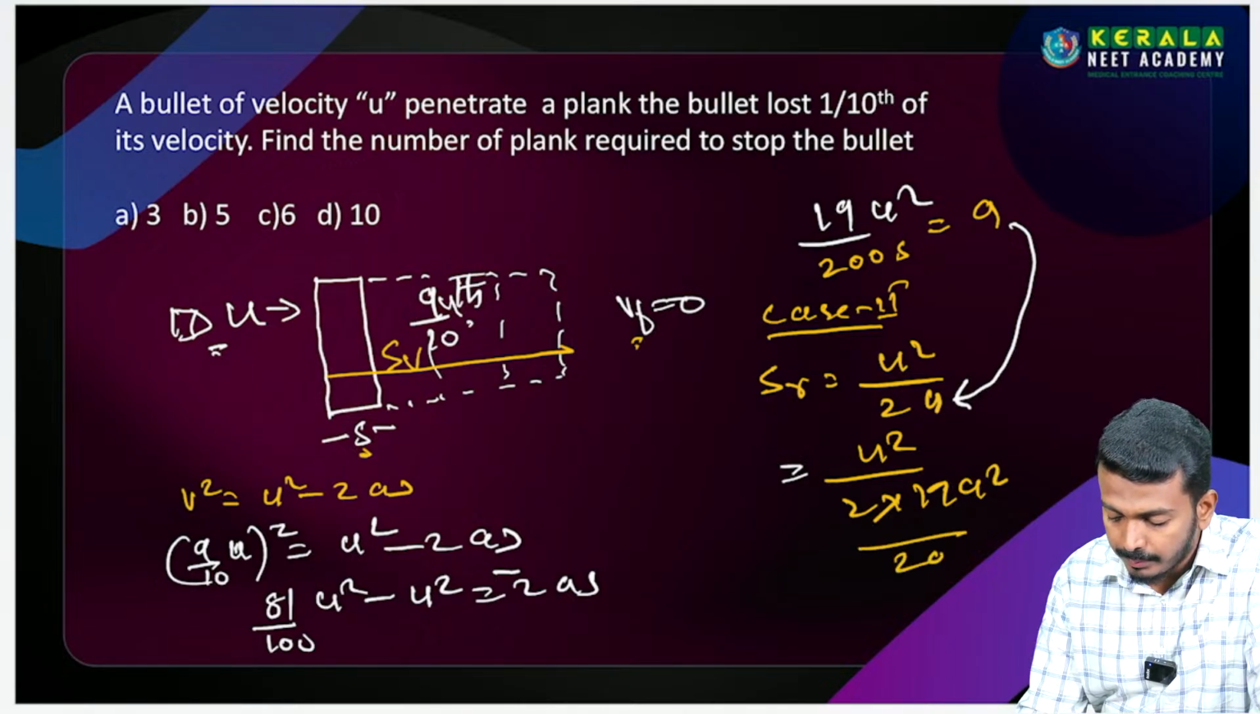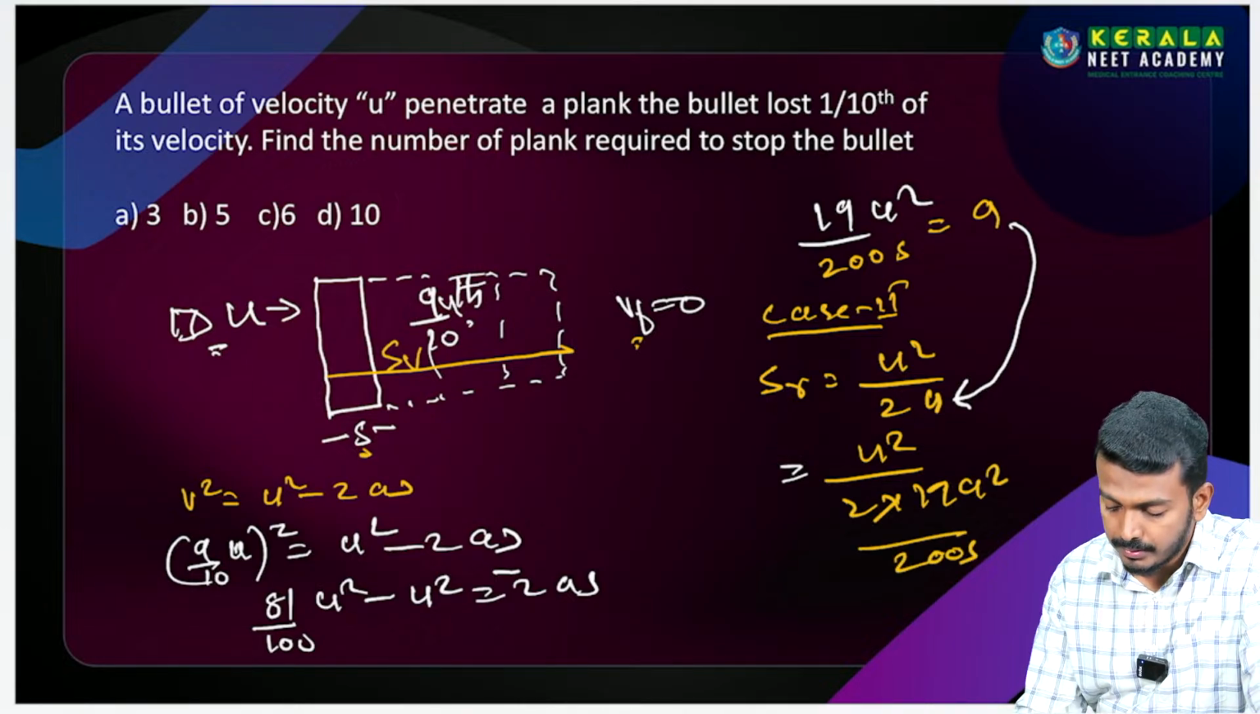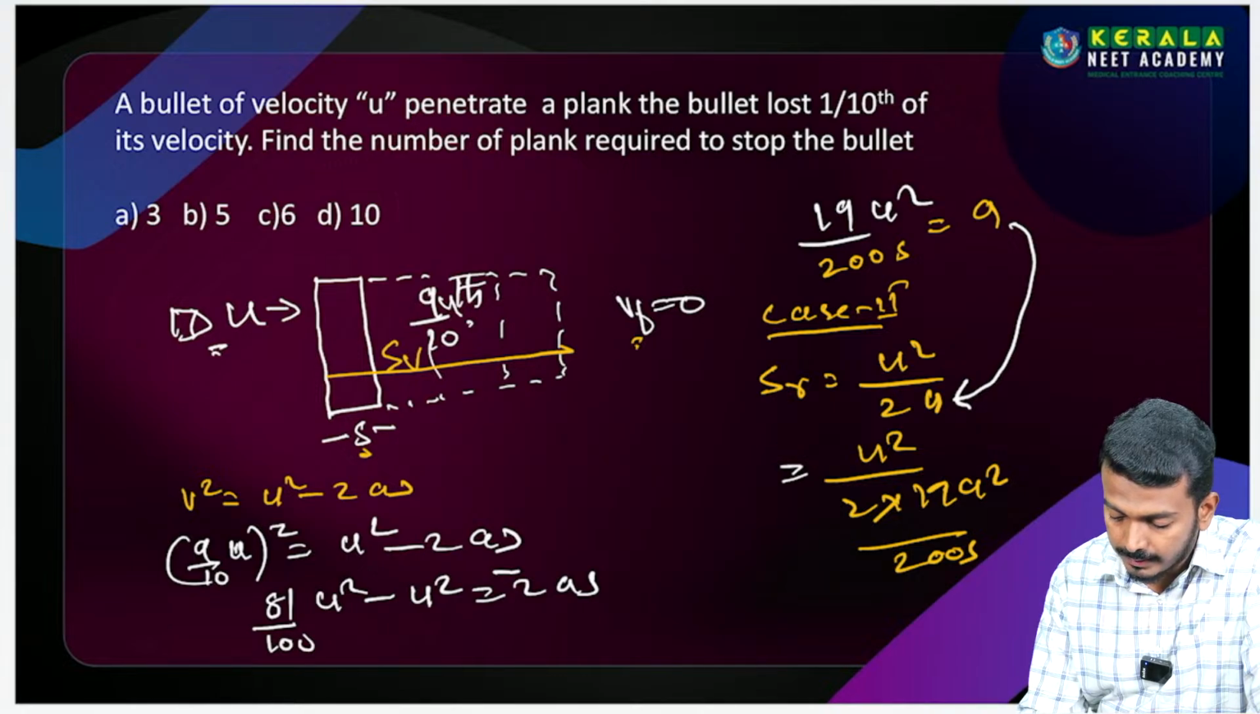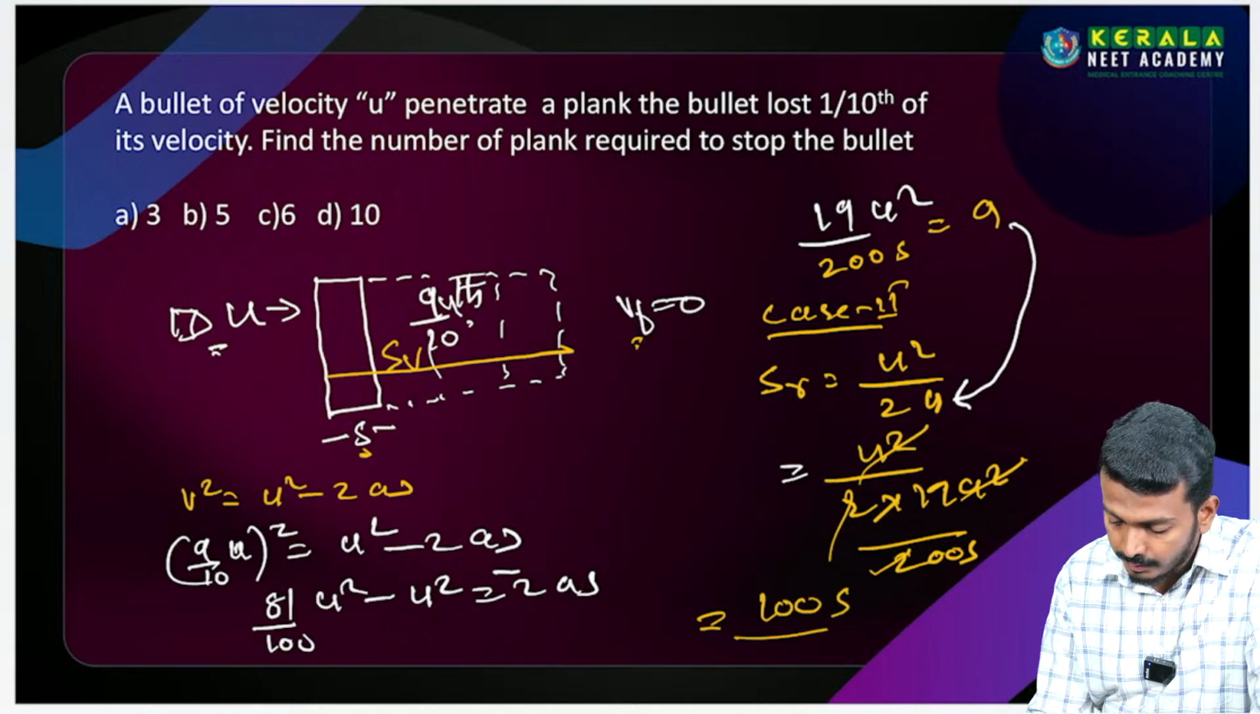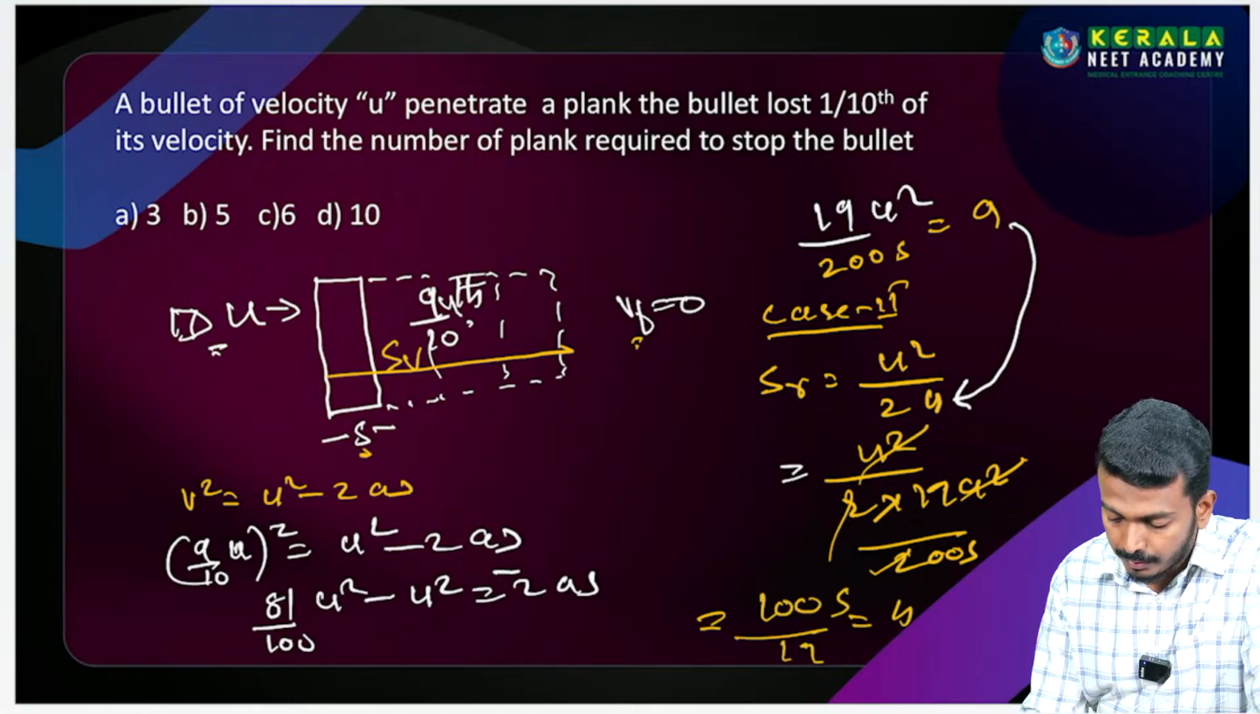Means 19 u square divided by 200s. Means u square gets cancelled. Okay, the 2 gets cancelled. Then what answer will you get? The 19 goes to the top. Then it is 100s divided by 19. When we solve, we will get almost 5.23s.